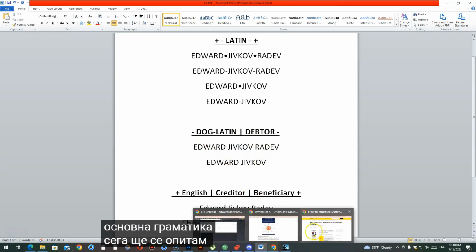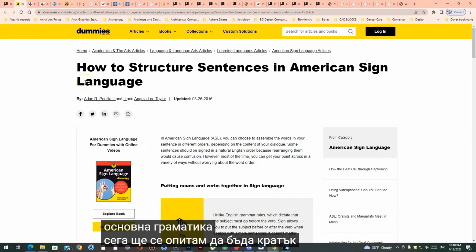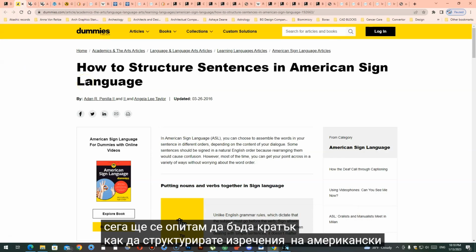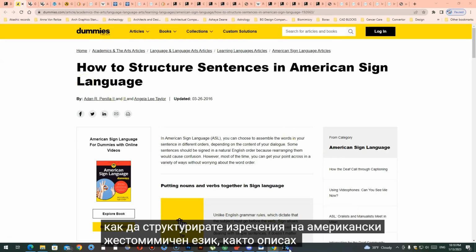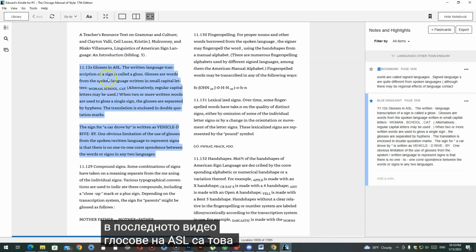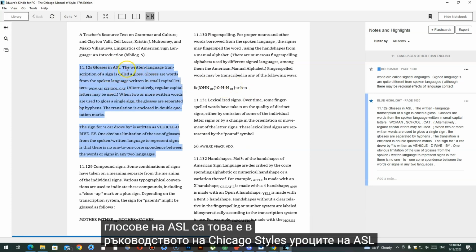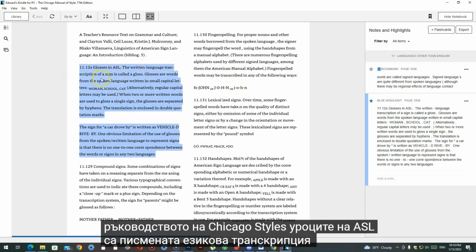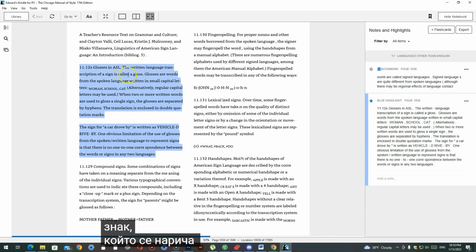Now, I'm going to try to keep this short. How to structure sentences in American Sign Language. As I described before in the last video, glosses in ASL, this is in the Chicago Style Manual. Glosses in ASL are the written language transcription of a sign, which is called a gloss. Down here.